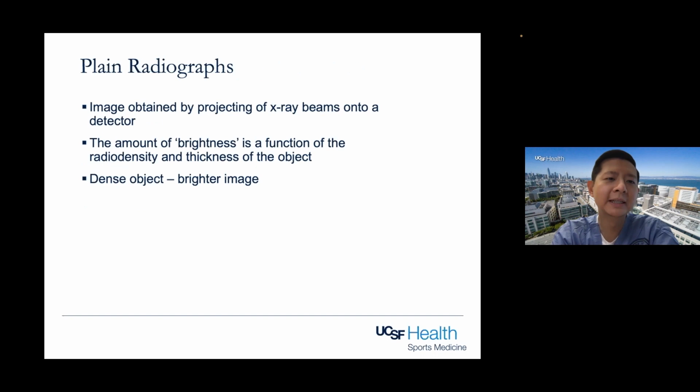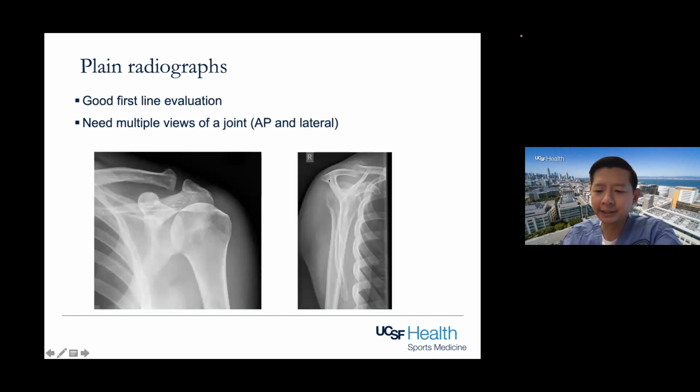For radiographs, imaging is obtained by projecting an X-ray onto a detector, and then essentially it'll pick up mostly pathology with the bone. You won't get much soft tissue stuff that shows up with imaging. And then the brightness is a function of the radio density and the thickness of the object. Okay, so denser objects will have brighter imaging. Okay, and then on x-rays.